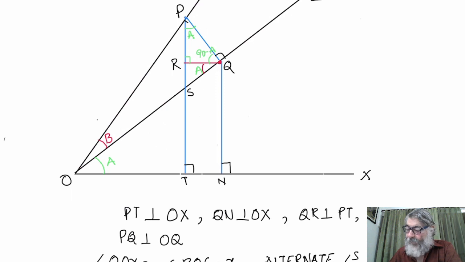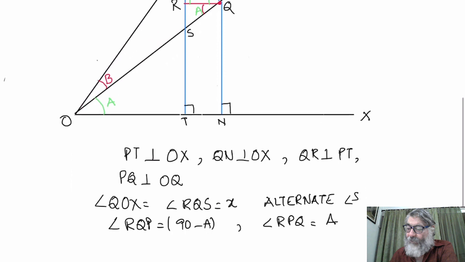RQP is 90 minus A, and angle RPQ will become A. Why? One angle of the triangle is 90, one is 90 minus A, so the third angle will become A.